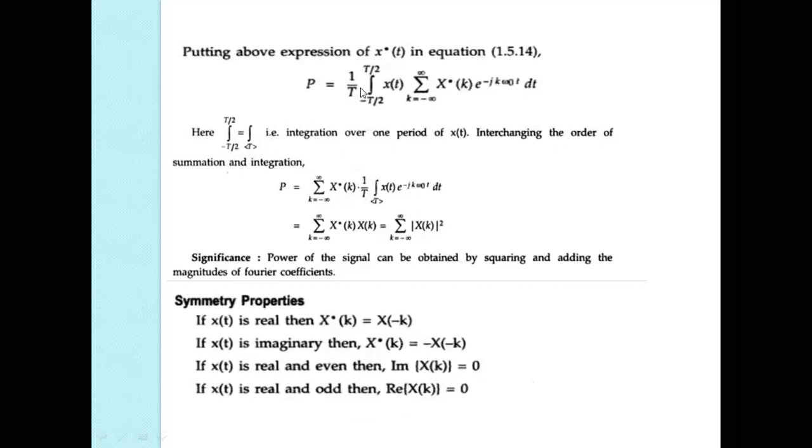After substituting p is equal to 1 by T, the integral from minus T by 2 to T by 2 of x of t, the sum of k equal to minus infinity to infinity, x star of k e power minus j k omega naught t dt. Rewrite this expression with the k terms on one side, that is the sum of k equal to minus infinity to infinity x star of k, and the remaining t terms on the other side, 1 by T the integral of x of t e power minus jk omega naught t dt.